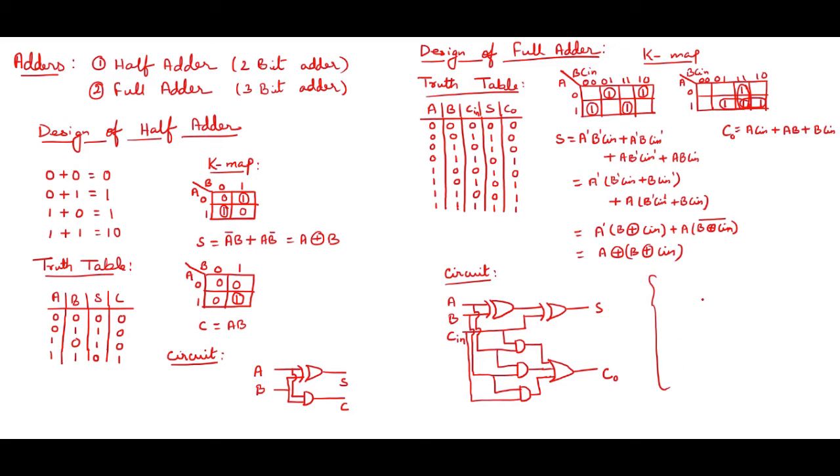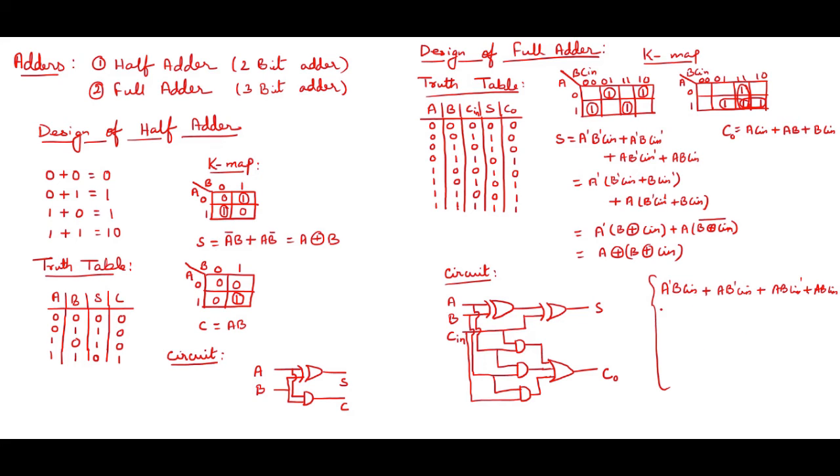Okay, so the alternate method I'm showing you, where I'll be getting a design which is nothing but the combination of 2 half adders. So if I take this one, I'll be getting A bar B C in in the first term. Second term, I'll be getting A B bar C in. Third, I'll be getting A B C in bar, and the fourth one I'll be getting A B C in. I'll be getting it in this way, right?